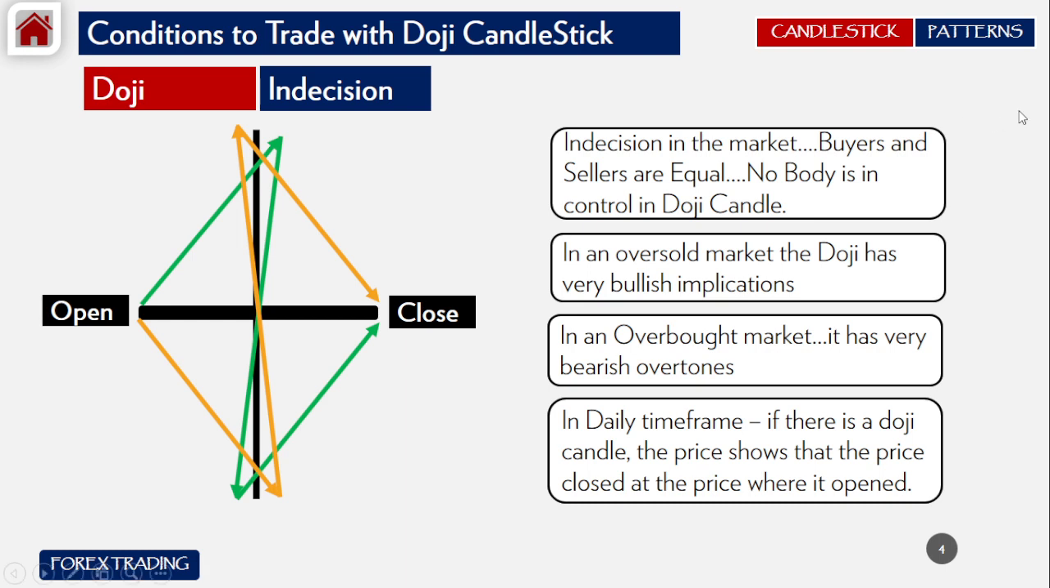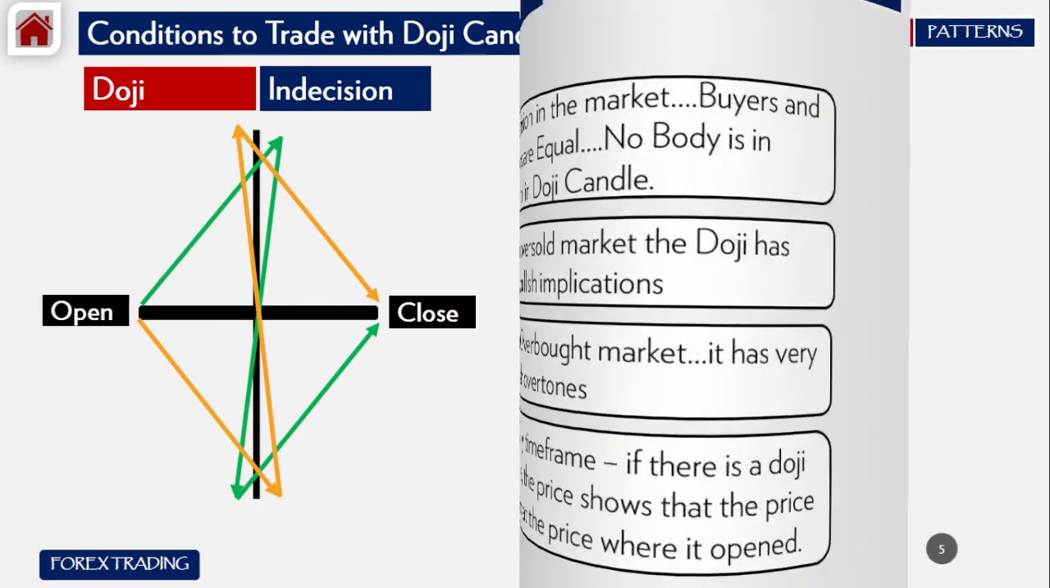So in an oversold market, the Doji has very bullish implications, and in an overbought market, it has very bearish overtones. Like in an overbought market, at this point, it will then come back with bearish overtones. And in daily time frames, if there is a Doji candle, the price closed at the price where it opened.